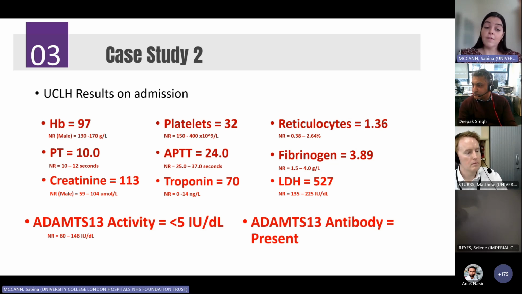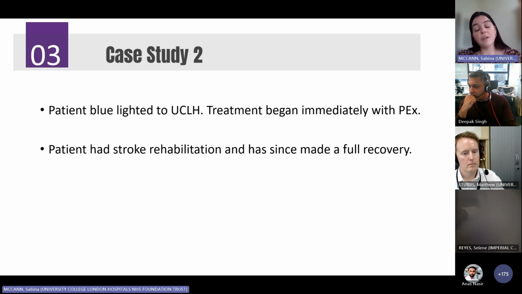The ADAMTS13 activity confirmed as less than 5 international units per deciliter, and the ADAMTS13 antibody is present, which confirms immune TTP again. So the swift action of the lab allowed for the patient to be blue lighted to UCLH for the treatment to begin with PEX, and following stroke rehabilitation, the patient has also made a full recovery.